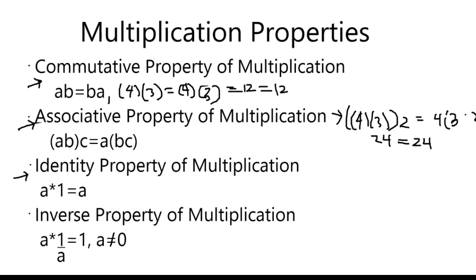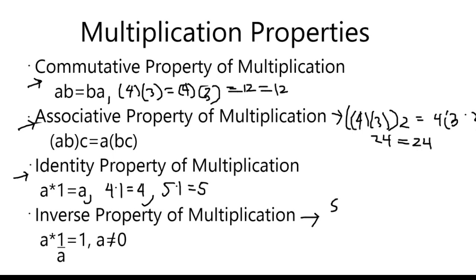So, now, let's move on to identity property of multiplication. It says A times 1 is always equals to that A value. So, 4 times 1 is equals to 4. Also, 5 times 1 is equals to 5. So, kahit 1,000 pa yan, times 1, 1,000 pa rin siya, because of identity property of multiplication.